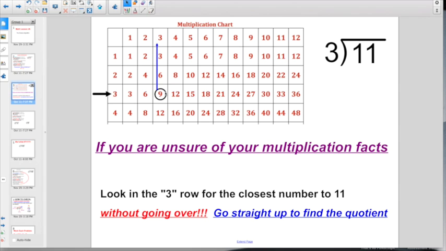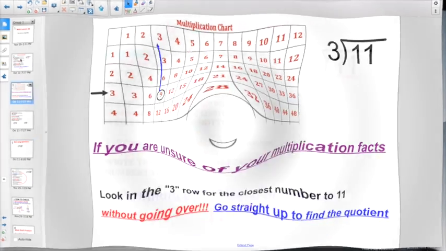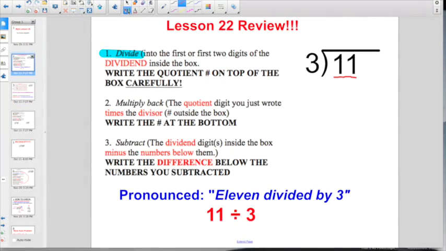Now, some people might be saying, but Mr. Hines, 12 is a lot closer to 11, but 12 is bigger than 11, right? You have to think it will fit in there 3 times because 9 is the closest multiple without going over. So your quotient would be 3. So let's go ahead right now and we'll know that it divides in there 3 times.